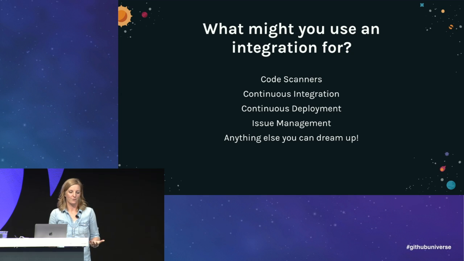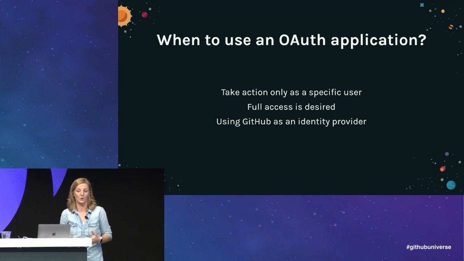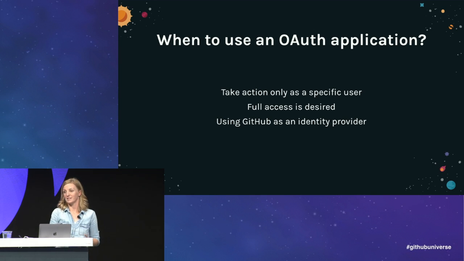Things you might use an integration for. The big use cases will probably be code scanners, continuous integration, continuous deployment, issue management, integrations that mostly carry out actions as themselves, or anything else that you can dream up. OAuth applications are not going anywhere. You can continue to use those, and they will be the right solution for many use cases. Those use cases are probably when you want to take action only as a specific user, when perhaps that full access is desired for your use case, or when you just want to use GitHub as an identity provider.